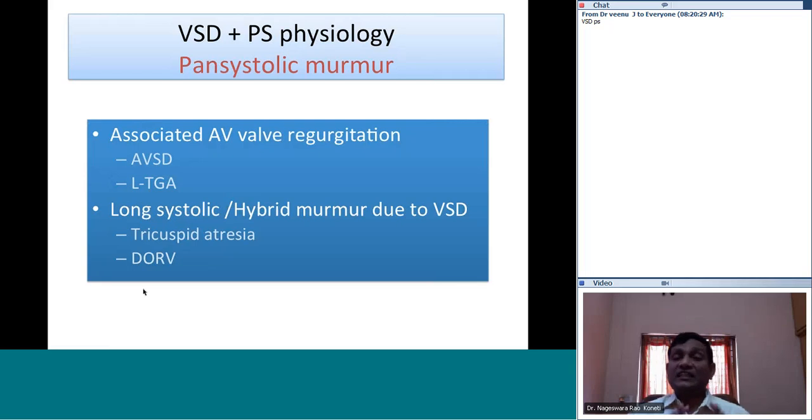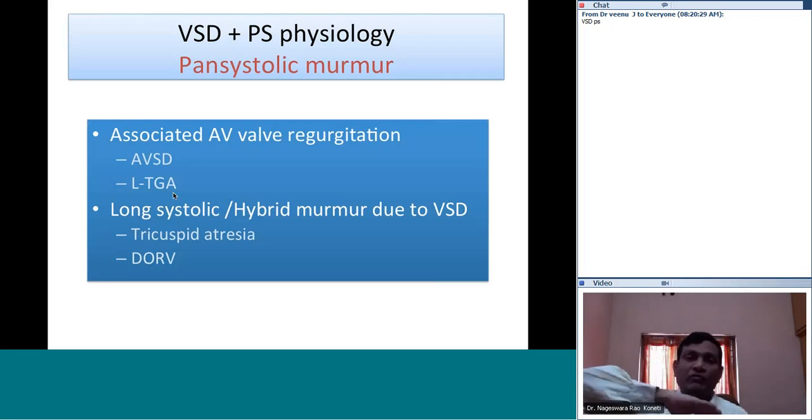Generally, you don't appreciate a pansystolic murmur, always you appreciate an ejection systolic murmur. But if for some reason you appreciate a pansystolic murmur in a clinically suspected VSD PS physiology, you should think that the pansystolic murmur is due to AV valve regurgitation, commonly seen in atrioventricular septal defect, and congenitally corrected TGA, with left-sided Ebstein-like abnormality leading to left-sided AV valve regurgitation. Similarly, in tricuspid atresia, you will see a long systolic hybrid murmur due to obstruction from the VSD, RVOT, and pulmonary stenosis.